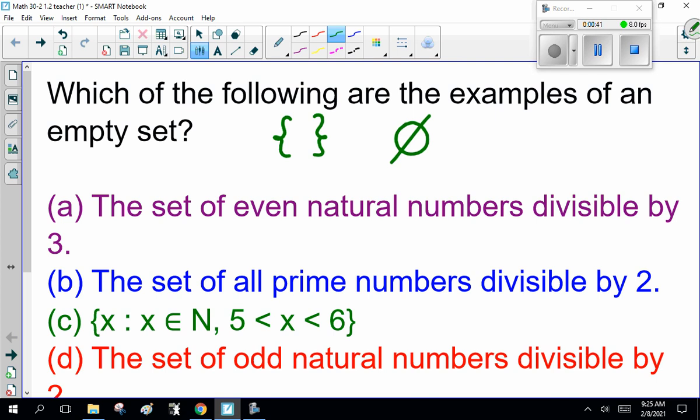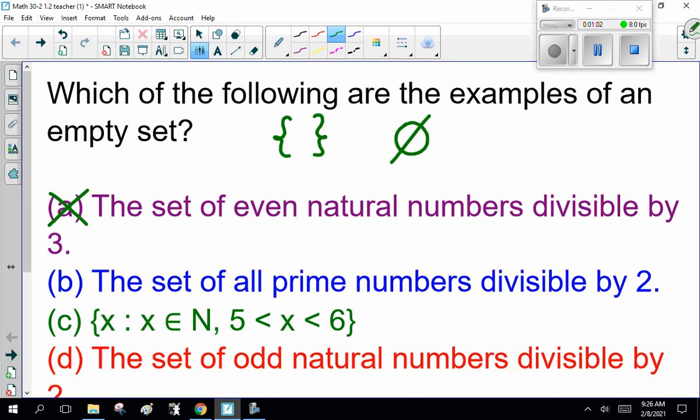Now, example A, a set of even natural numbers divisible by 3. Well, are any even numbers divisible by 3? Yes, like 6, 12. So, there are examples there.